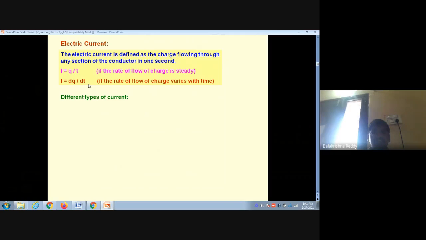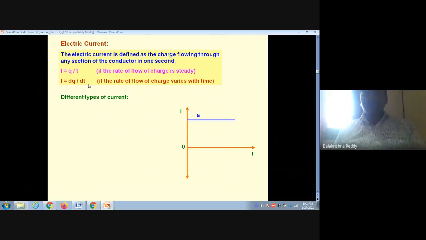Now you are seeing here different types of current. What are those different types of current? First of all, we have direct current and alternating current. What is direct current? What is alternating current here?